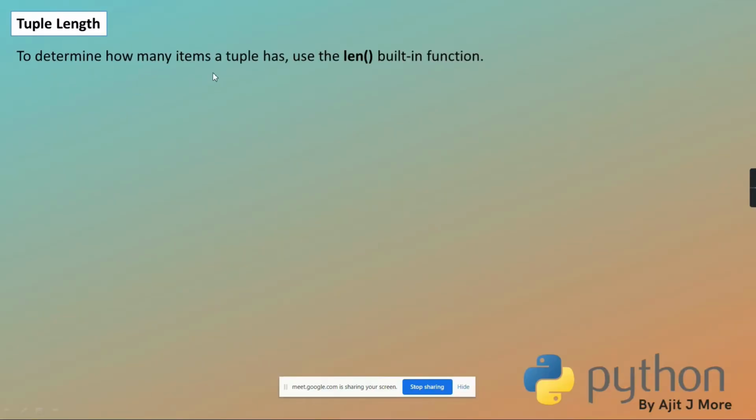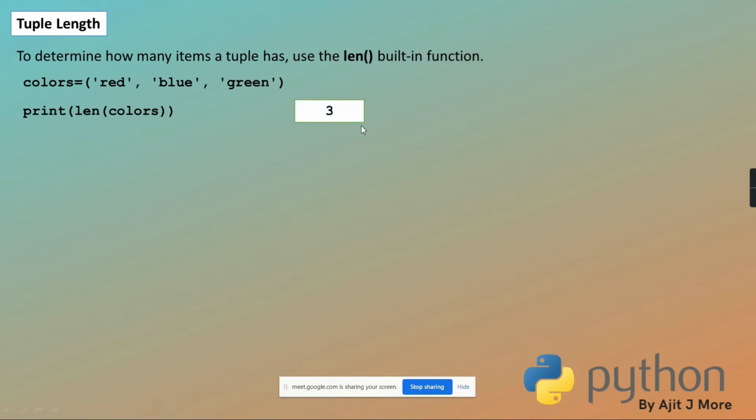So to determine how many items a tuple has, use the len built-in function. For example, this is a tuple of colors and I'm writing len(colors). In this colors tuple there are 3 elements, therefore the count 3 will be displayed. Okay. Now coming to the next thing, that is adding items in the tuple.